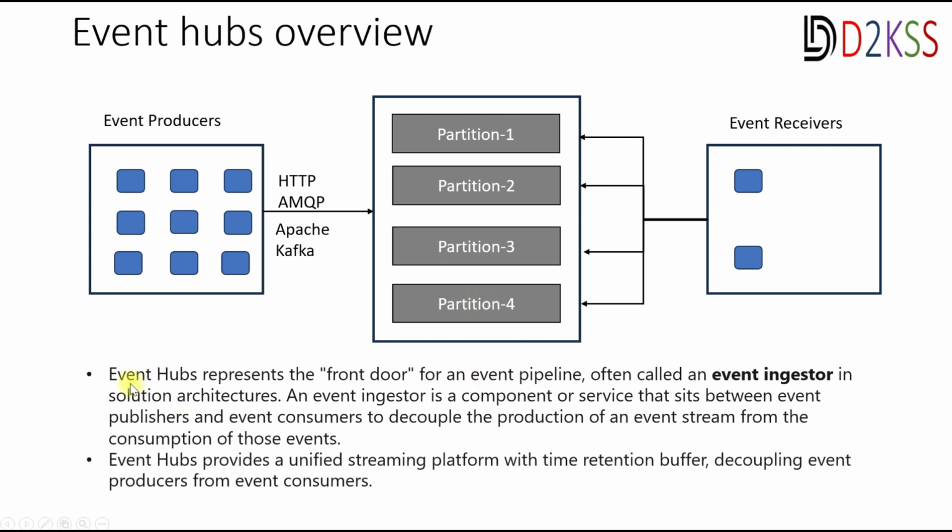So Event Hub represents a front door for event pipelines, often called the event ingester in solution architectures. An event ingester is a component or a service that sits between the event publishers and event consumers to decouple the producers who are generating the events from the consumers who are consuming those events.